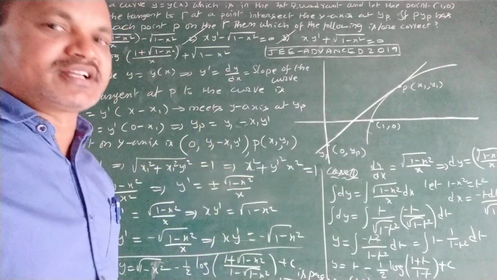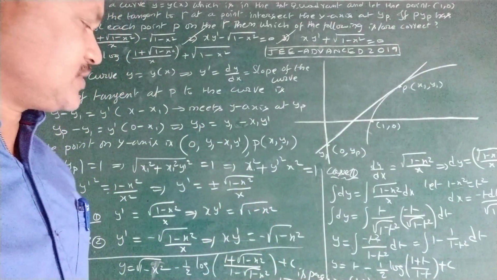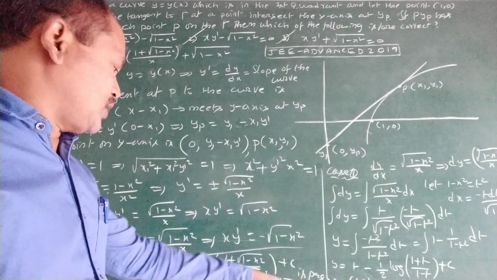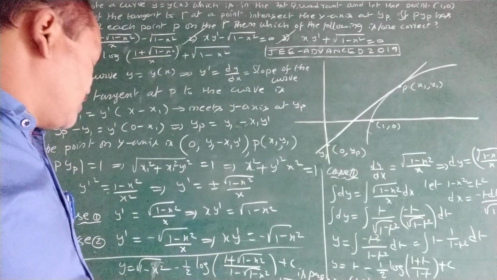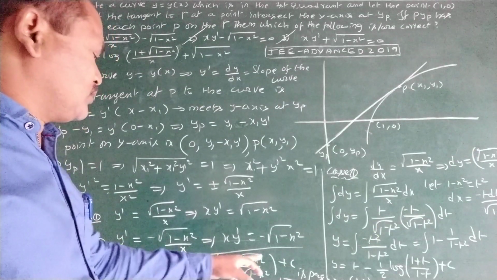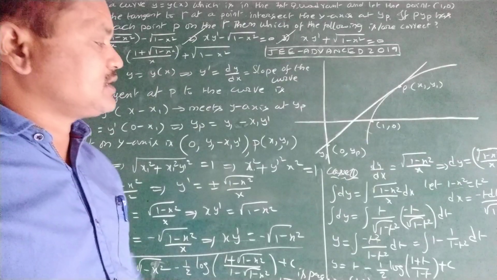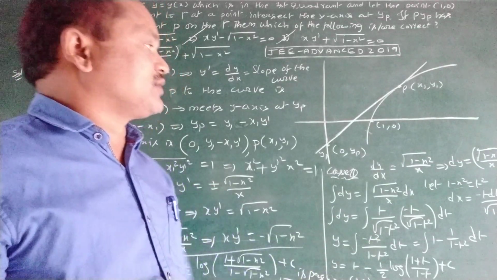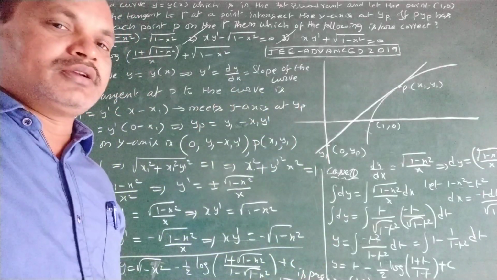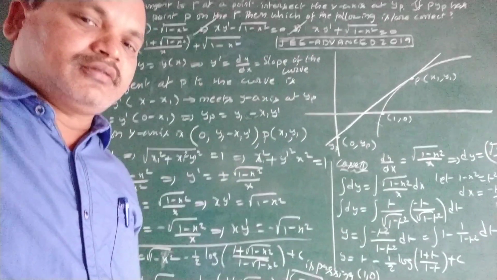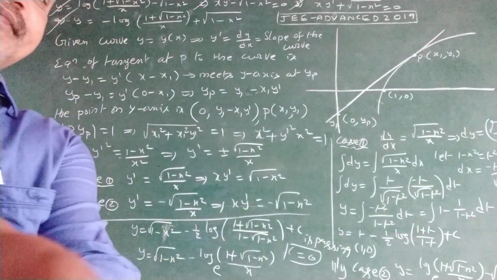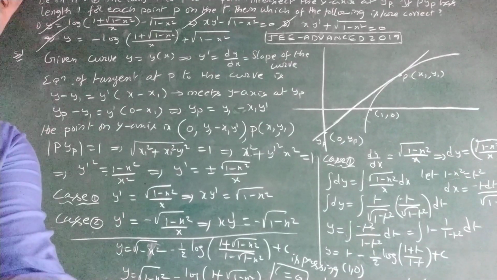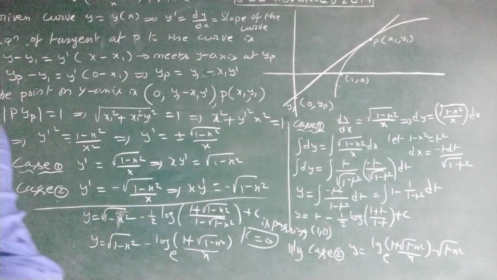That's why all the options are correct: first option, second option, third option. Here after rationalizing, since it is passing through the origin, that c. After rationalizing we get 1 by 2, here the square gets cancelled. In the second case, by the same process, we get this one. That's why all options are correct, right? That's all.